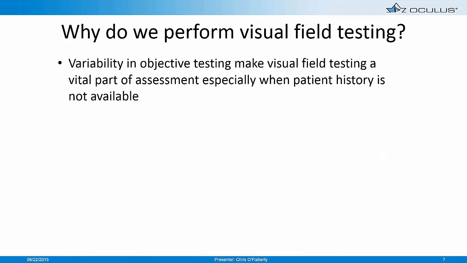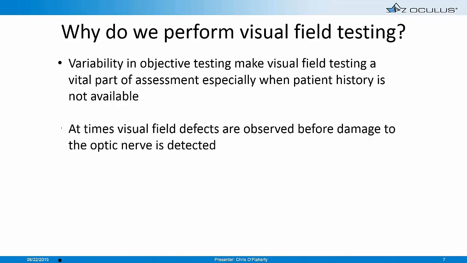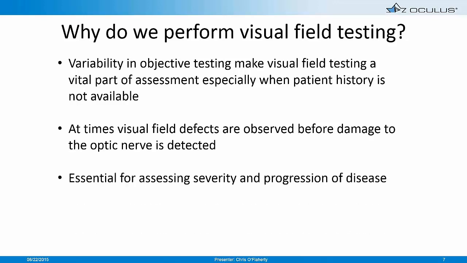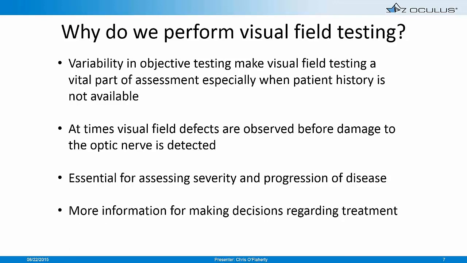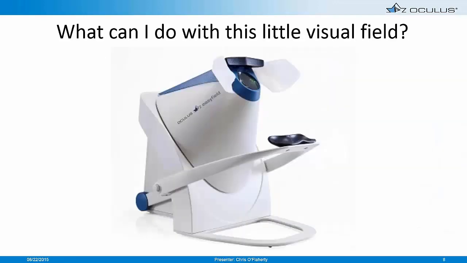And while objective testing is certainly very important to the overall ocular assessment, objective testing doesn't tell us everything about function, and that's where visual fields come in. At times we can actually detect visual field defects before we detect optic nerve damage. And visual field testing is essential for assessing severity and progression of disease, and it gives the clinician more information for making decisions regarding treatment.